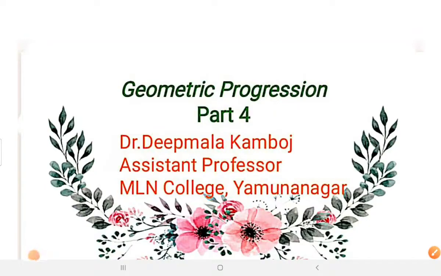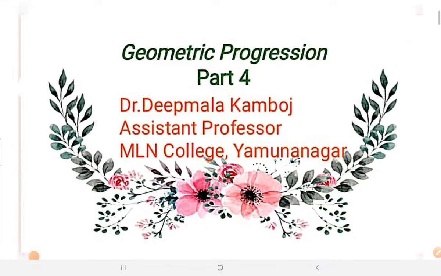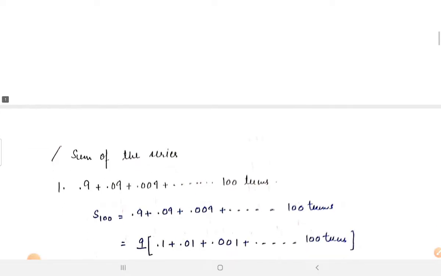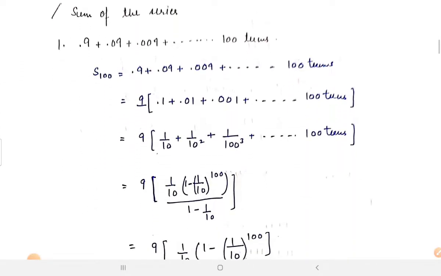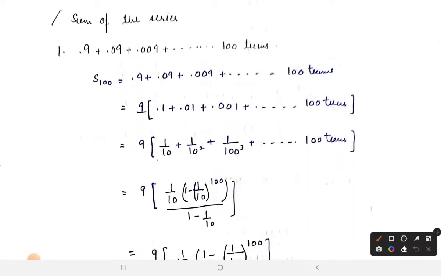We are doing geometric progression. Today we will discuss some more questions based on the sum of the series. So let us find the sum of 0.9 plus 0.09 plus 0.009 up to 100 terms.